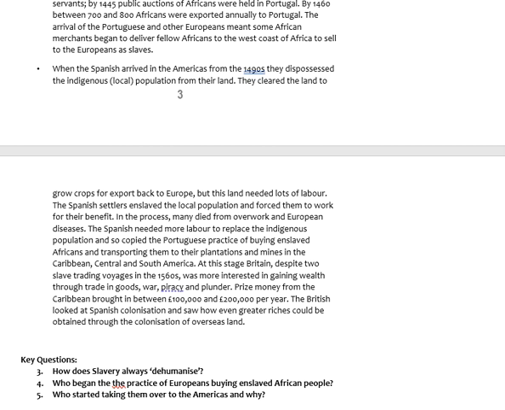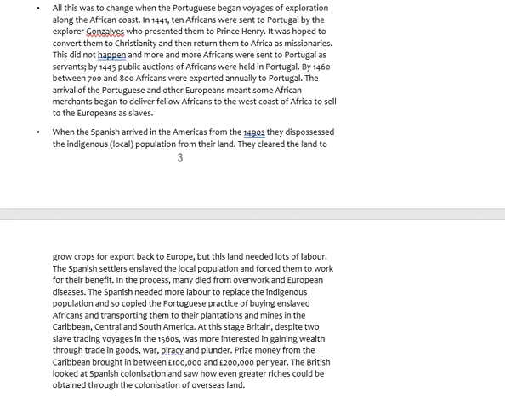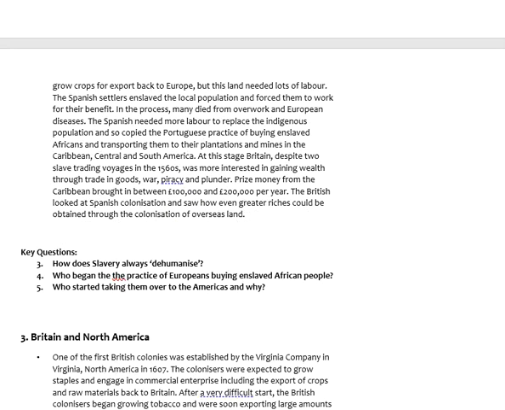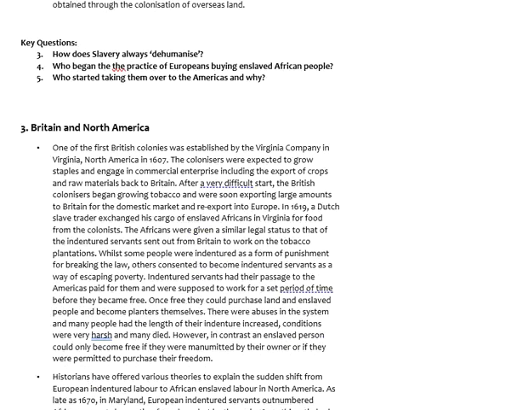Who started taking them over to the Americas? Well, again, the Spanish, Portuguese, followed by British, French, Dutch, Danish as well, but white European countries, or European countries, I should say, as I will mention later. This concept of white only really emerges as slavery develops.